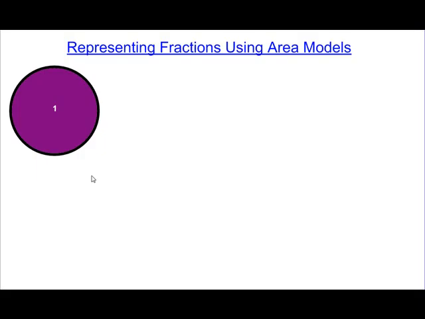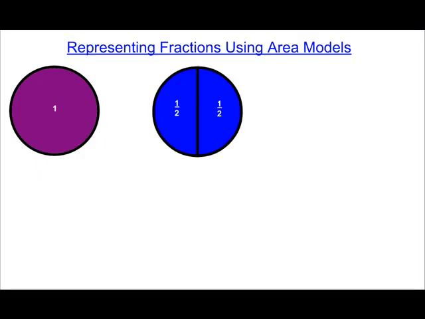model. All right, so here's my one whole, a whole circle. Imagine that it's an apple pie, and I have a friend who wants to share it with me. I'm going to have to divide it into two equal pieces, like this. Now I have one half and one half. It is written like this, one half, or 1/2.